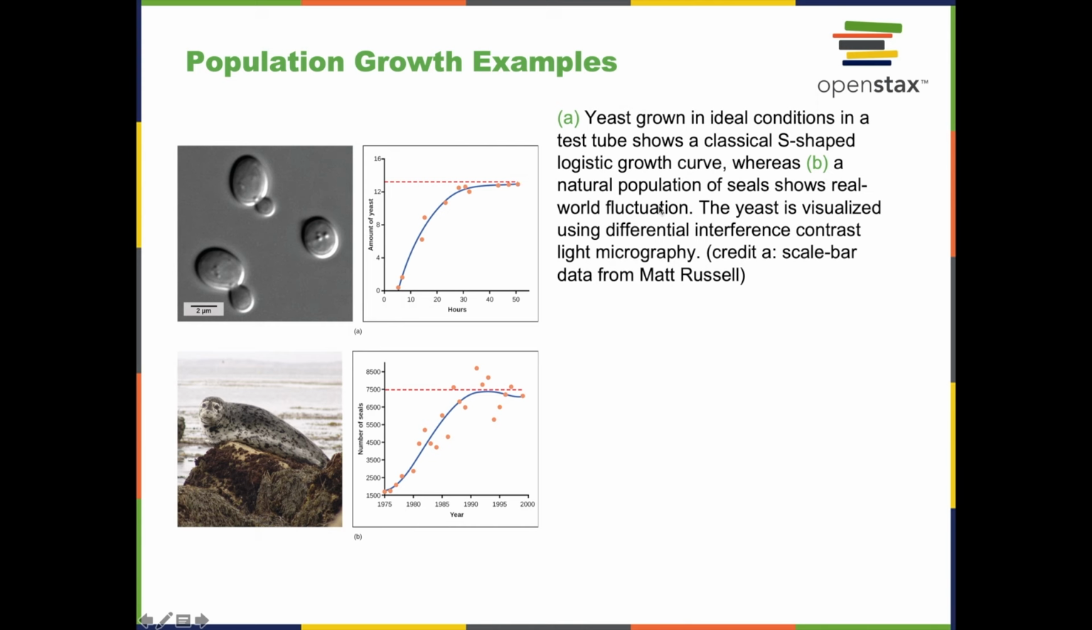On the bottom is a natural population of seals. They're living on an island, and the growth of this population was followed over many years, 1975 to 2000. And as you can see, at first, when the seals populated this particular area, they started growing quite rapidly, but eventually, by the time the late 20th century arrived, the growth leveled off and remained relatively the same.